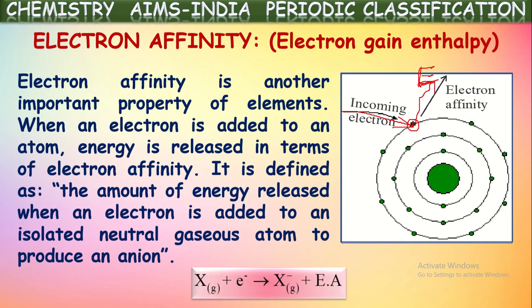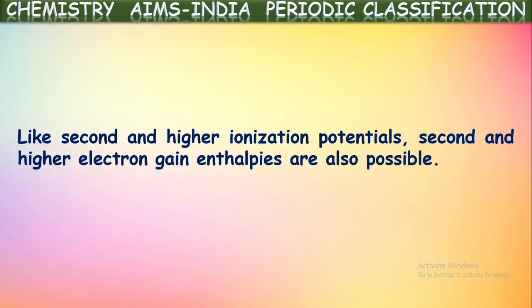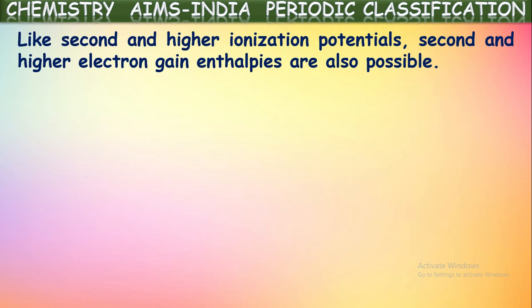Suppose an element in the isolated gaseous atomic form X is taken. If an electron is added to it, then that atom becomes an anion, that is a negative ion. At the same time, a certain amount of energy is released by that atom, that we call electron affinity or electron gain enthalpy. Like the second and higher ionization potentials, second and higher electron gain enthalpies are also possible.